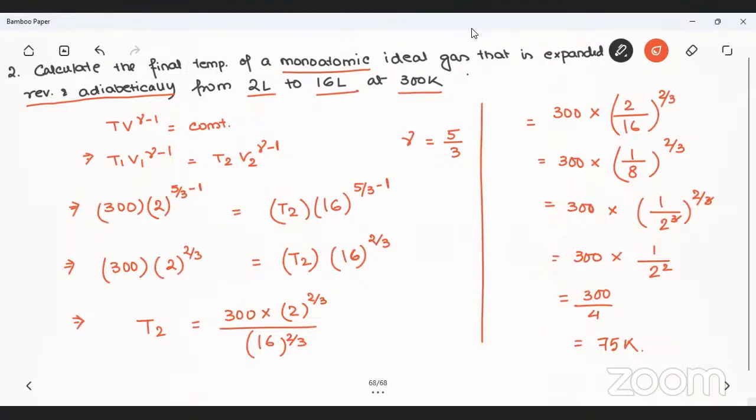The sum, the calculation and everything. Is this clear? Yes, ma'am. Check and let me know. Is this clear or not? Yes, ma'am, it's clear. Does anyone have any doubt regarding this?